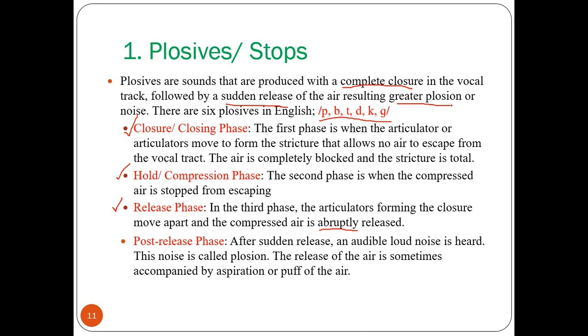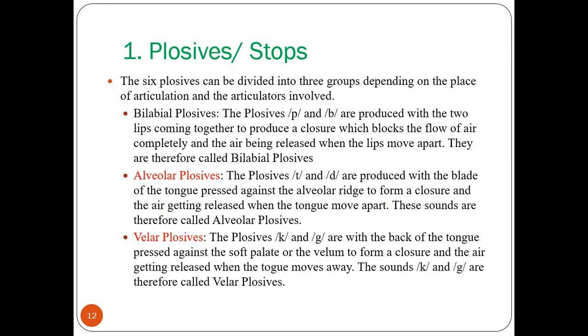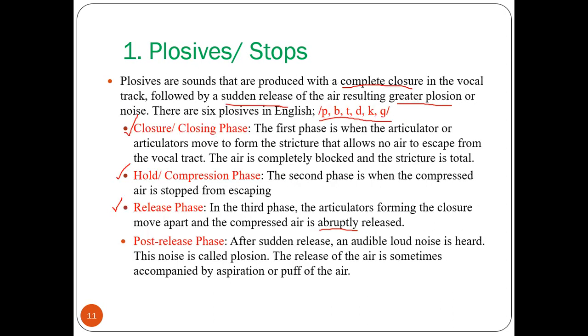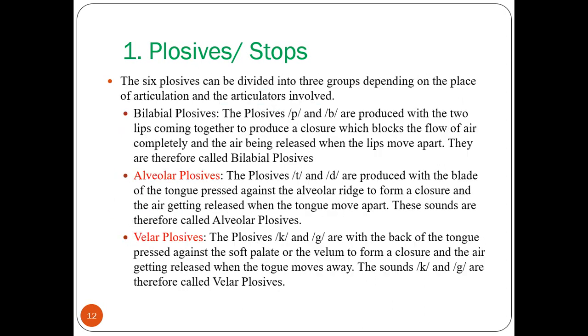Now we'll move on to the second manner of articulation, but before that, let's try to understand each one of the pairs here. The first pair, p and b, is a bilabial pair. The second pair is the alveolar pair, and the third one is the velar pair. So the 6 plosives could be divided into 3 groups depending on the place of articulation and the articulators involved in the production of speech sounds.